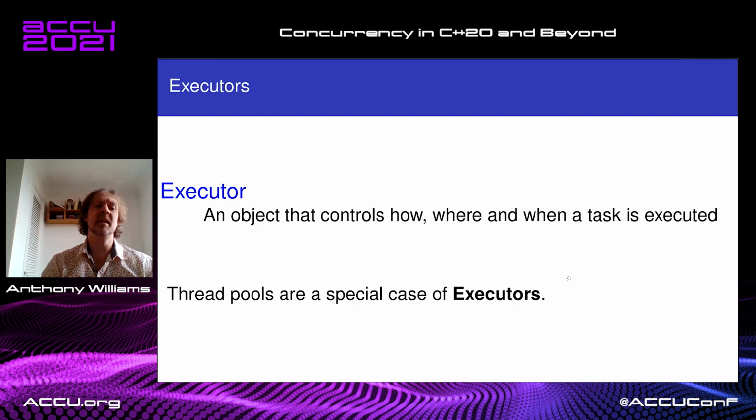Fundamentally, an executor is an object that controls how, where, and when a task is executed. For example, a thread pool. A thread pool is an executor. It runs tasks. It chooses which thread they run on.